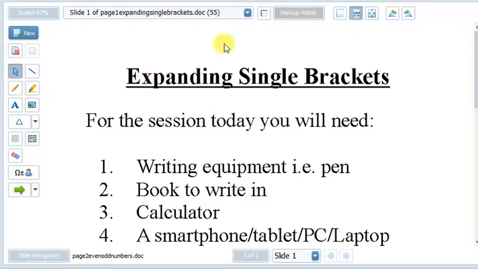Hello. Today we are going to concentrate on expanding single brackets.